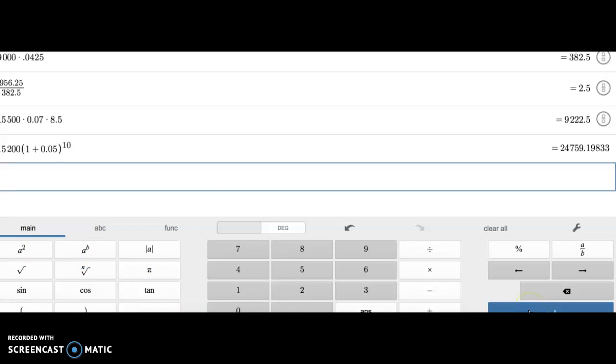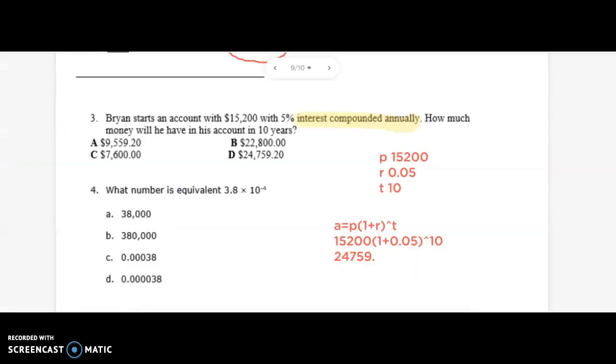And it tells me that the answer here is 24,759 point. And it says 198, right? But that 8 will tell that 9 to go up. That 9 is going to tell that 1 to go up. And so that ultimately rounds off to 20. And let's go back to here. And we see that our answer is D.